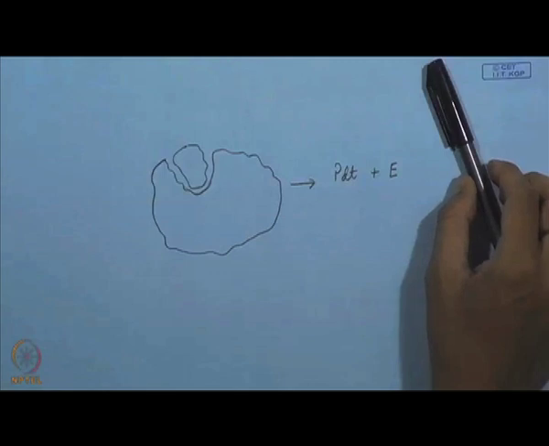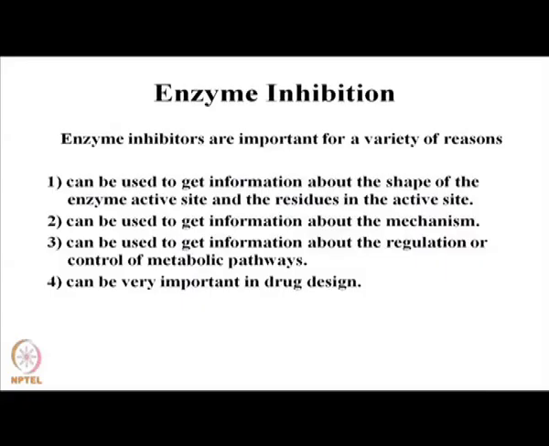Then it can be used to get information about the mechanism, or how this reaction is taking place. So, the mechanistic part, we can find out the information of that. It can be used to get information about the regulation or control of metabolic pathways. So, using various inhibitors, we can find out these things. And also for drug design, these studies are very important, that is, enzyme inhibition studies are very important.